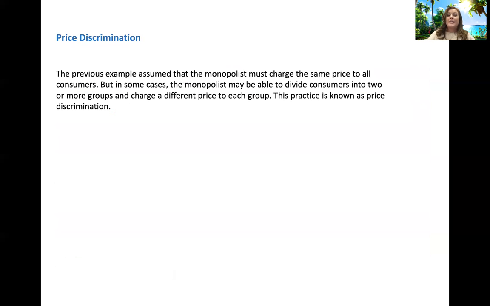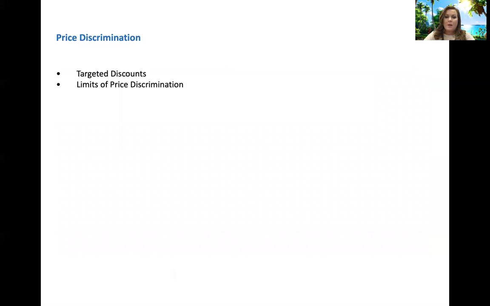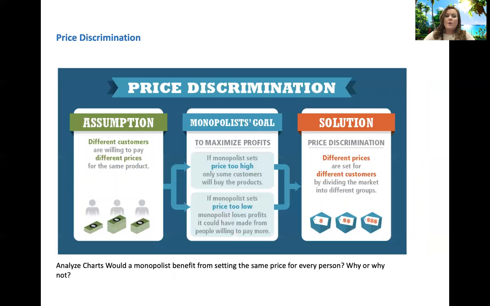Now, let's talk about price discrimination. If we can divide customers into 2 or more groups and charge a different price to each group, this is price discrimination. The assumption with this is that different customers are willing to pay different prices for the same product. Now, if you're the monopolist, you're the only one selling the product. If you price it too high, you're only going to get a few customers buying. But if you price it too low, then you're going to lose a lot of profits from those people who would have been willing to pay more. So the solution is to set different price levels.